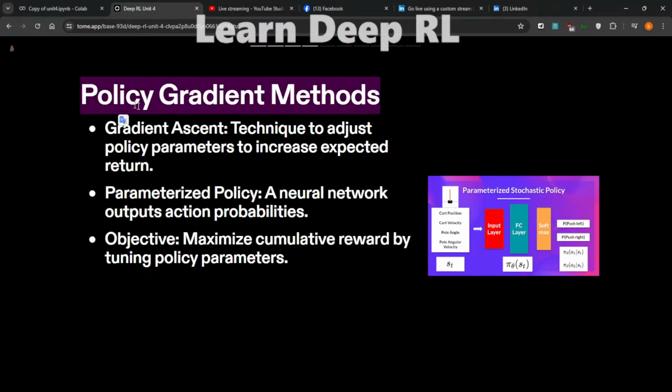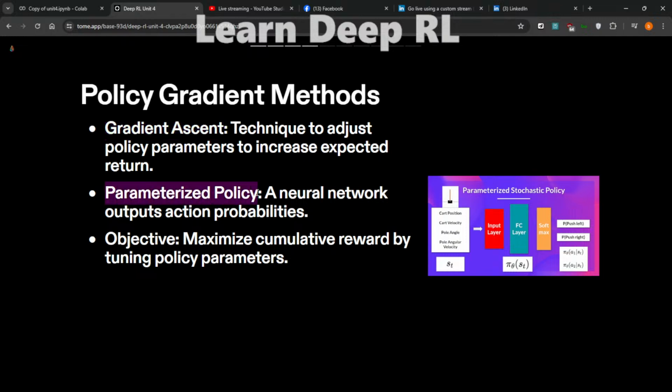Next, policy gradient methods. Some important concepts here are gradient ascent, which is a technique to adjust policy parameters to increase expected return. There's the parameterized policy, which is now a neural network that outputs action probabilities. You can see the diagram to the right here, which showcases that. And the objective is to maximize cumulative rewards by tuning policy parameters.